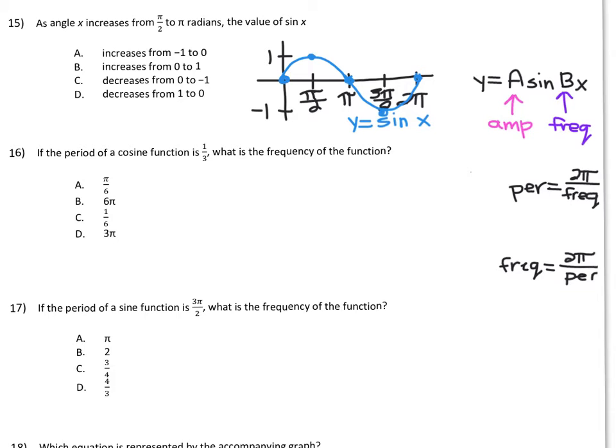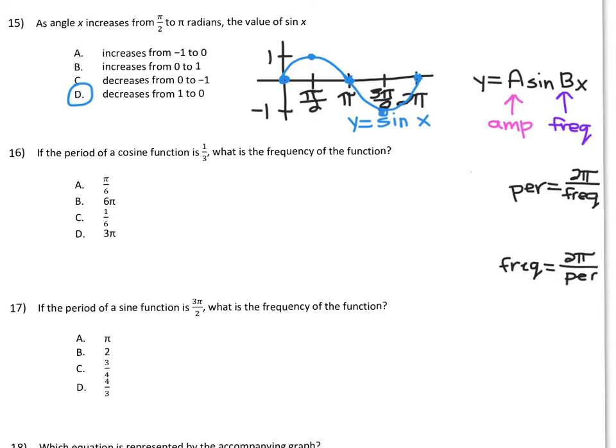All right, number 15. So they want to know, as angle x increases from pi over 2 to pi, what happens to the value of sine of x? So what I did was I just graphed y equals sine of x right here. So as x increases from pi over 2 to pi, what's happening is, look, at pi over 2, it's at a height of 1. And then it's going down to a height of 0 as it approaches pi. So it's going down from 1 to 0, which is letter D.